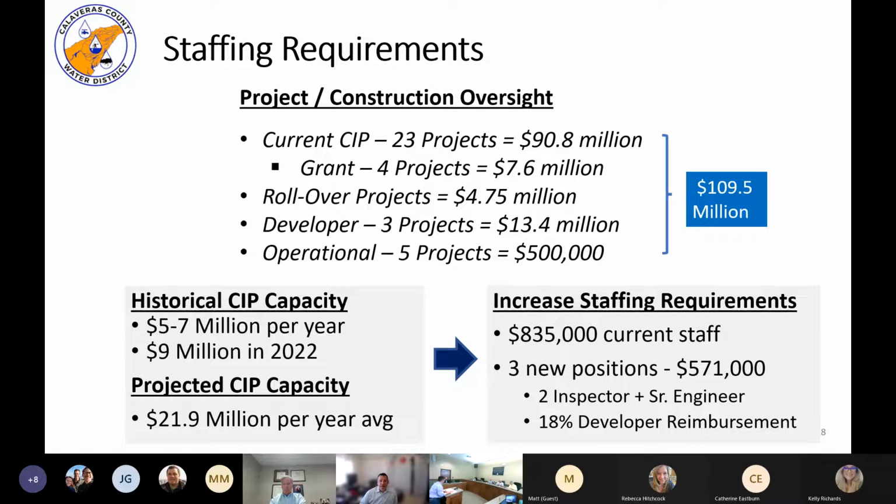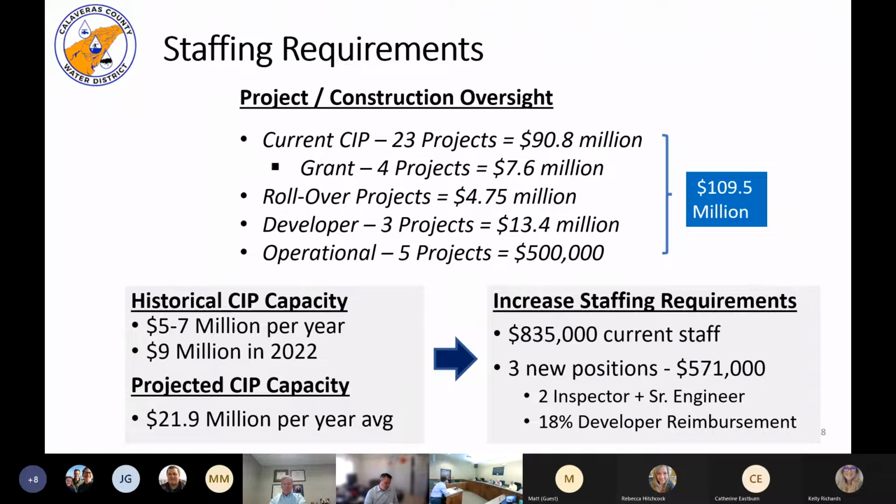And then, what's that 18% developer reimbursement referring to? Yeah, good question. We've spent quite a bit of time talking about that at the staff level. So we're projecting at least 3 significant developer-funded, and when we say developer, it may not be the right term always in this case, because one of them is the Jenny Lind Elementary School force main, which isn't a developer per se. So, reimbursable projects.